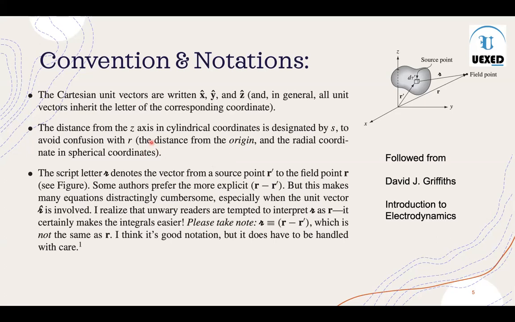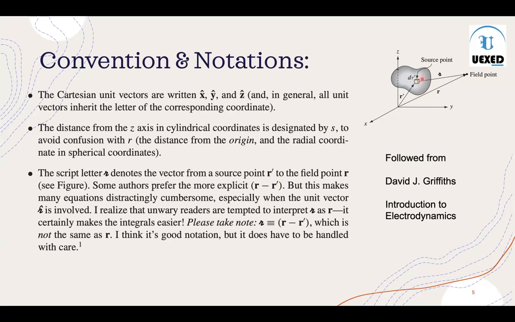We're not going to use r as a distance from the origin, because in the radial coordinate we generally use r, and also in the spherical polar coordinate system. And script r, a curly kind of r, is what we generally use to denote the vector from a source point r prime to the field point r.